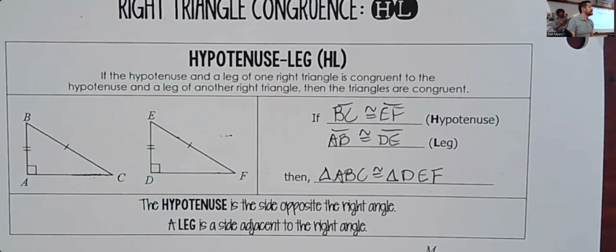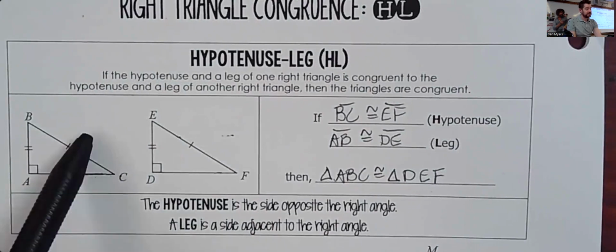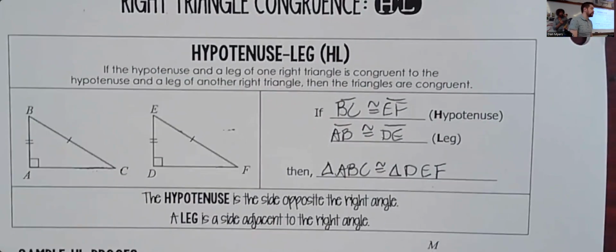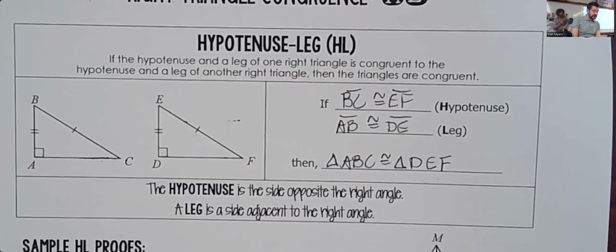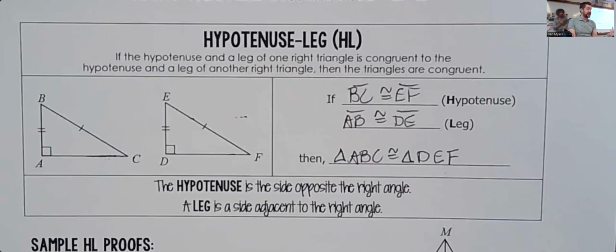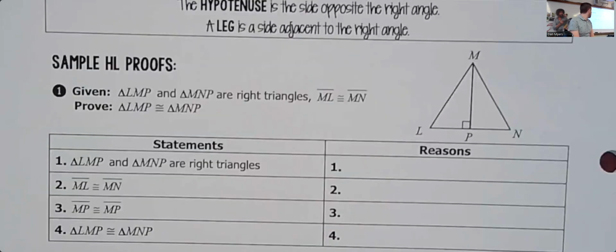So the hypotenuse is always the longest side of a right triangle. It's always across from the right angle. That one right there. And a leg is just one of the other 2 sides. So HL proofs tend to be a little bit shorter because there's less to prove, fewer parts that are congruent between them. So here we go. Let's have a look at an HL.